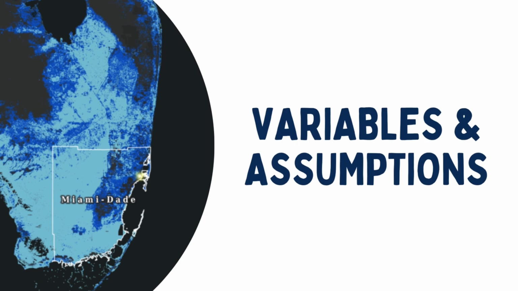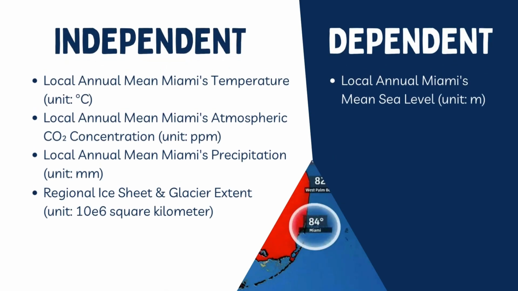Now, I will be covering the independent and dependent variables included in our model, as well as the assumptions made in both our data and model structure. The independent variables that we use are as follows. The local annual mean temperature of Miami in degrees Celsius, which acts as a proxy for global warming.